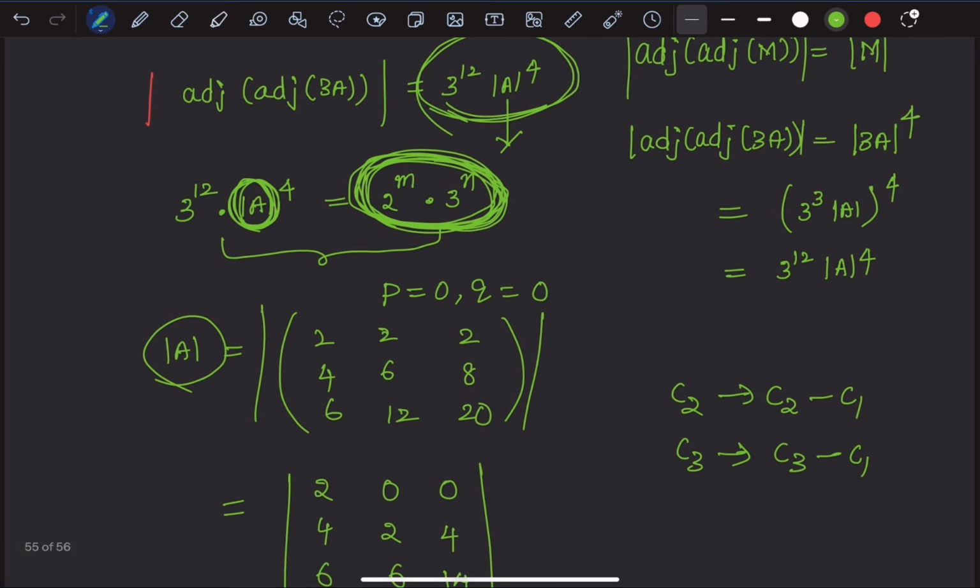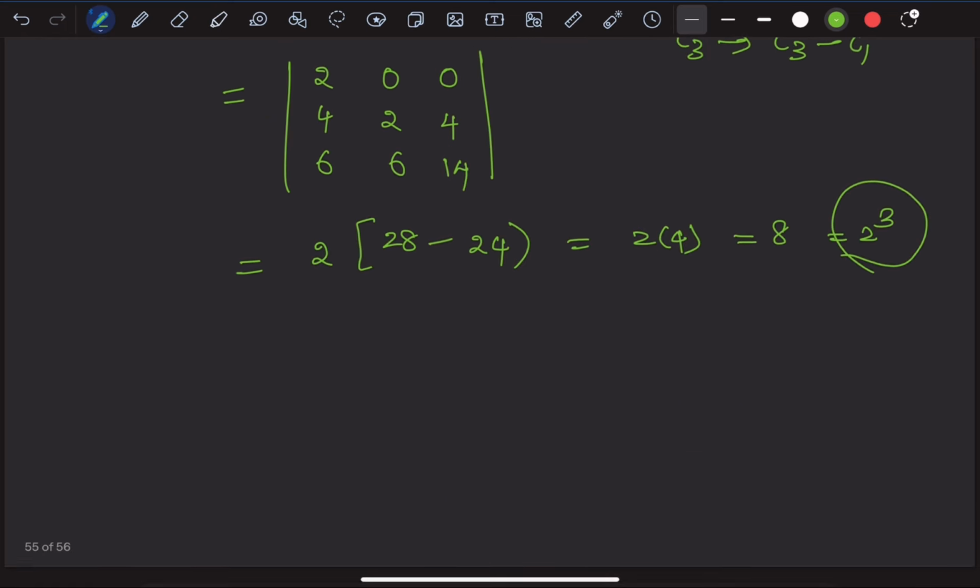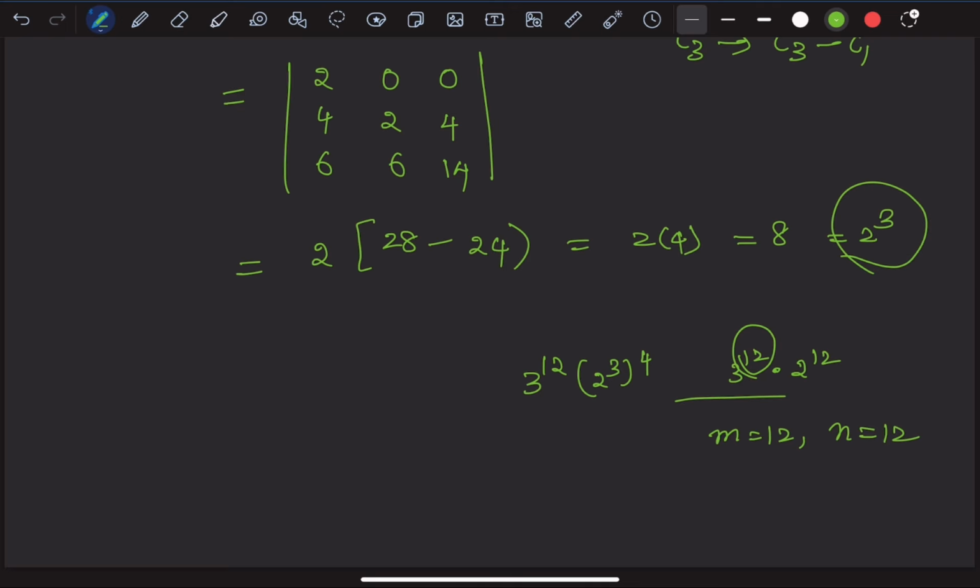So your answer will be 3 to the power 12 multiplied by (det A) power 4. So 3 to the power 12 multiplied by (2 cube) power 4, which is 3 to the power 12 multiplied by 2 to the power 12. So your m is equal to 12 and n is equal to 12.